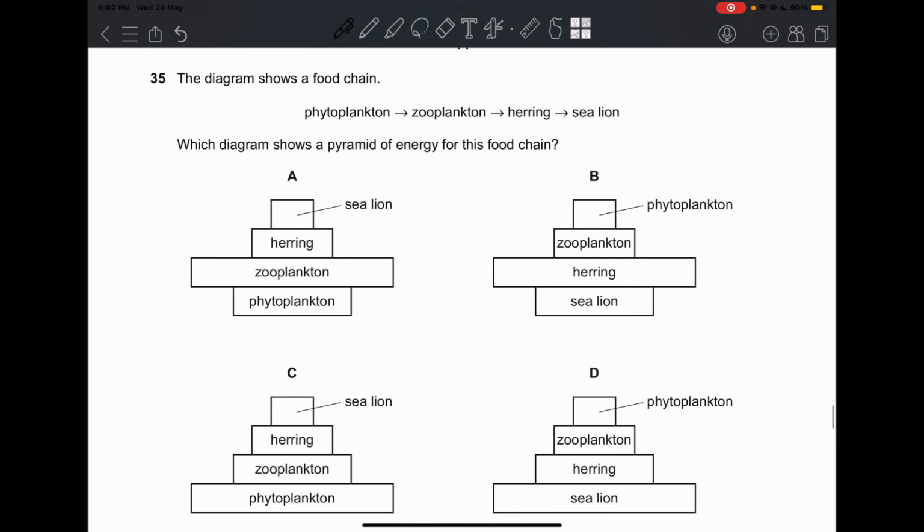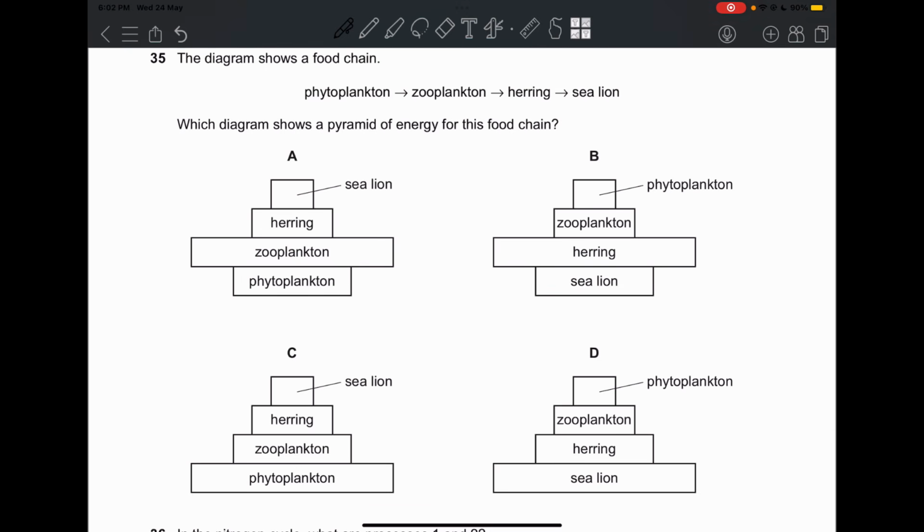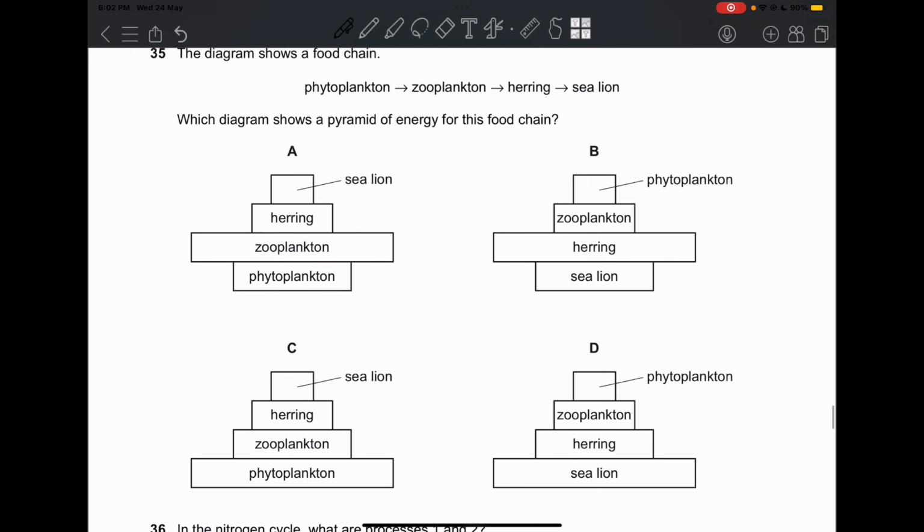35, the diagram shows a food chain. Which diagram shows a pyramid of energy for this food chain? Now, let's see over here. Over here, the phytoplankton is the first in this food chain. It is the producer. So it's going to be at the bottom. So this is incorrect. Now, the zooplankton is also going to be at the top of the phytoplankton. So we are choosing between A and C over here.